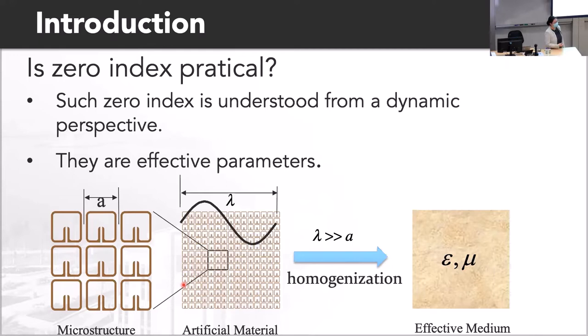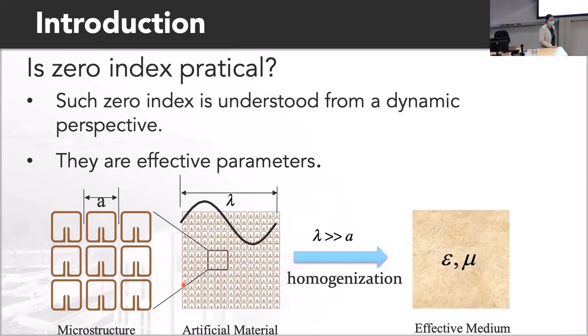So the same thing happens here when we are considering a wave whose wavelength is larger compared to these microstructures. And the wave sees it as if this is a homogeneous material. And this homogeneous material is characterized by some material parameters. Here it is epsilon and mu for electromagnetic waves, and for acoustic waves it will be kappa and rho. So the zero index here is essentially the effective zero. Okay.